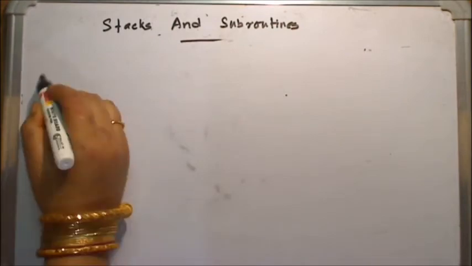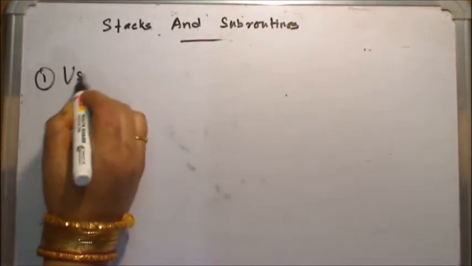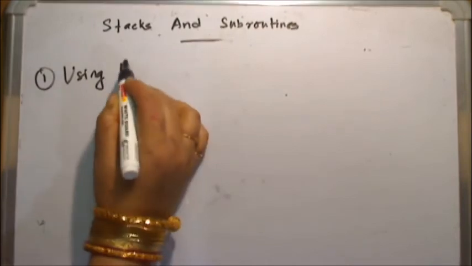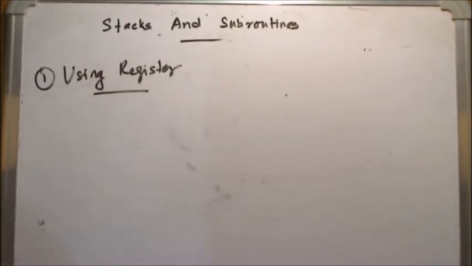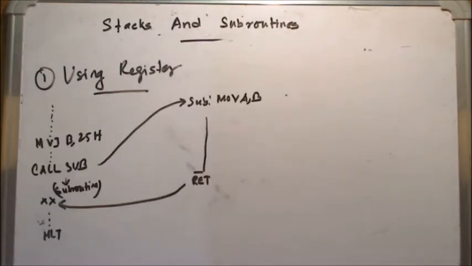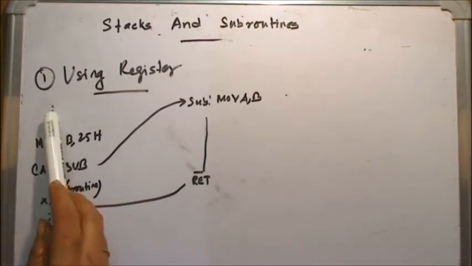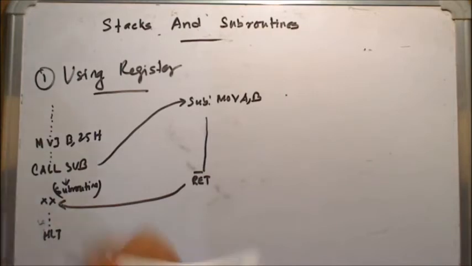I hope you have understood what a parameter is. Now, how to pass a parameter? There are methods. The first method is using registers. Now I will show you how to pass the parameters using registers. So suppose this is your main program.